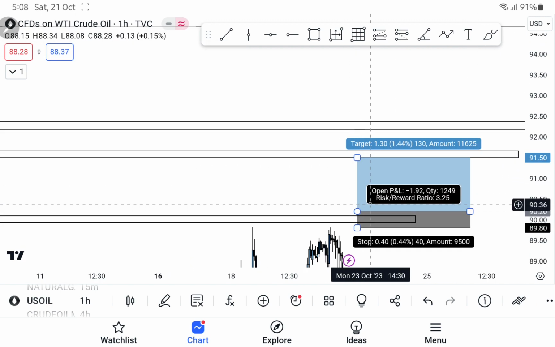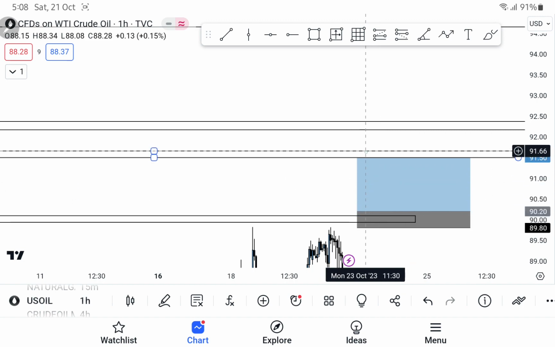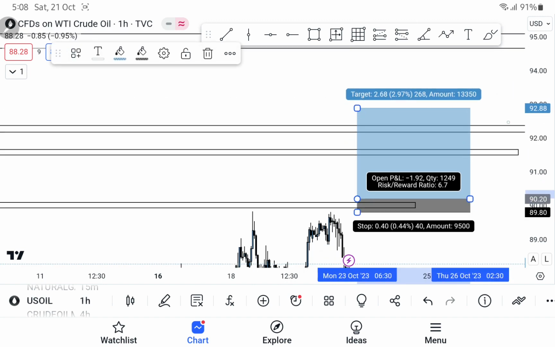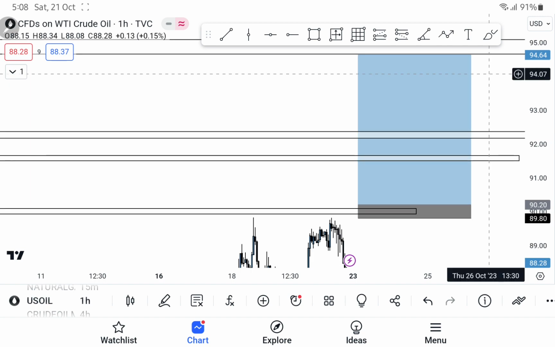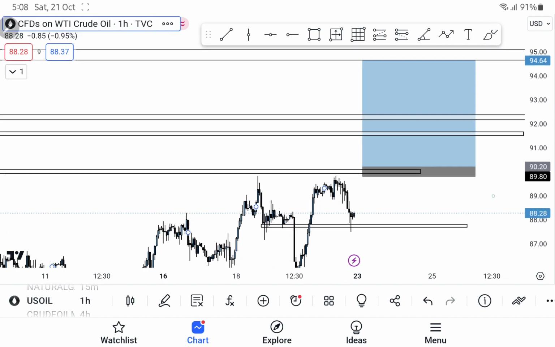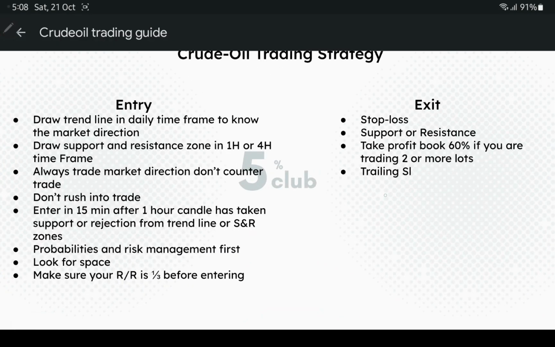If you're having 1, 2 or more quantity, exit one quantity here and leave the rest of the quantity to go up. You keep trailing your stop loss and let it run. Only if you let your trades run will you be able to make big money, or else you won't. I'm being very honest. So that is where you take profit.